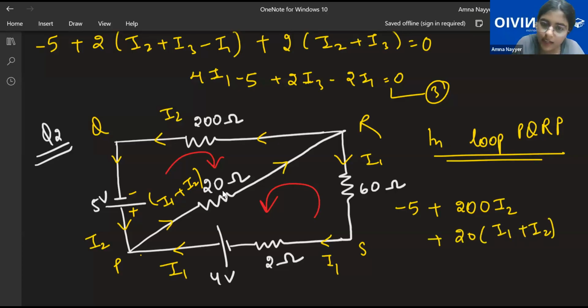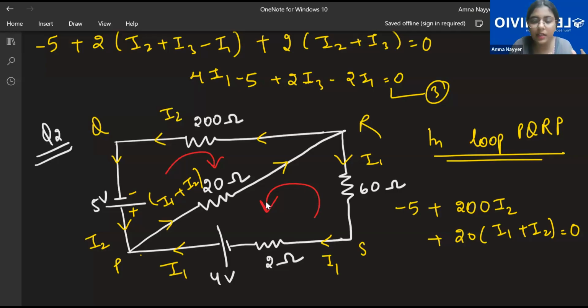See, current into resistance. This is equal to 0. See, along the current, negative. Opposite to current, positive. Don't forget it: along the current it will be negative. This is the rule. This rule is fixed. Here you are independent to write. First loop is clear to all?